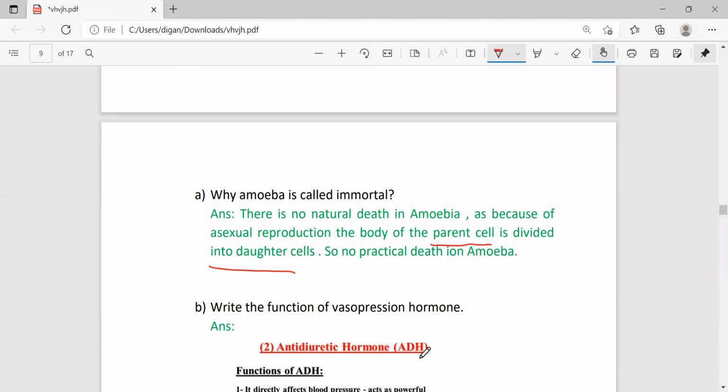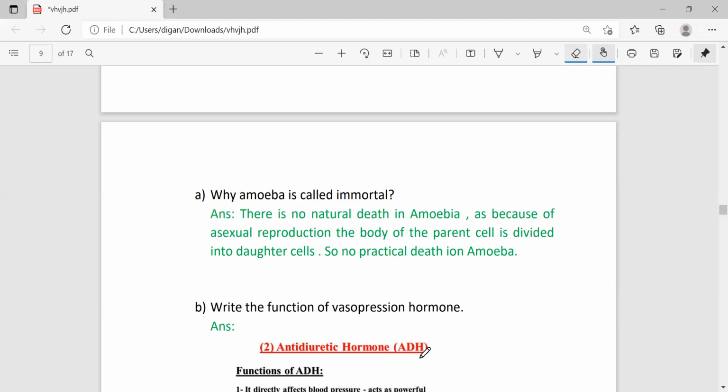Suppose this is the parent cell, it is divided and finally it is divided into 2 cells. Again this cell will divide and give rise to 2 cells, and those divide and give rise to 2 cells. So no death of the parent cell. That's why amoeba is called immortal.